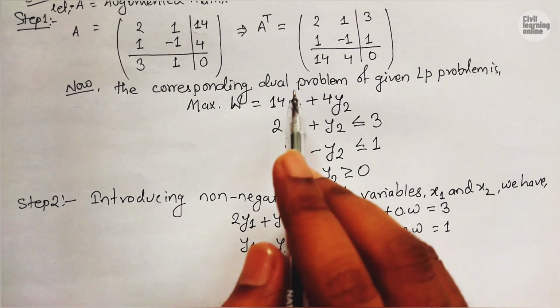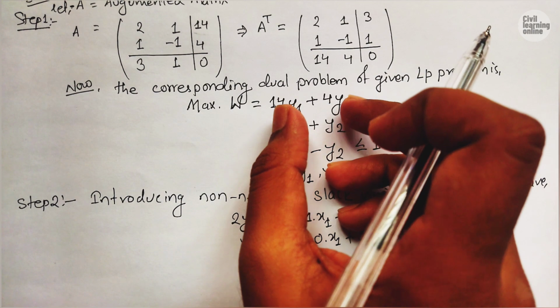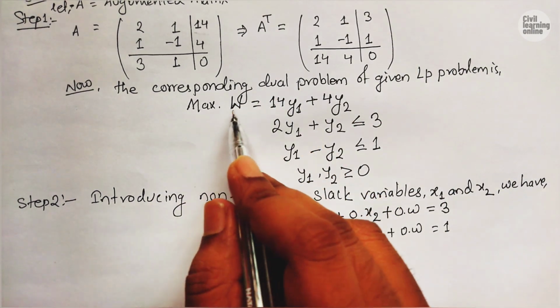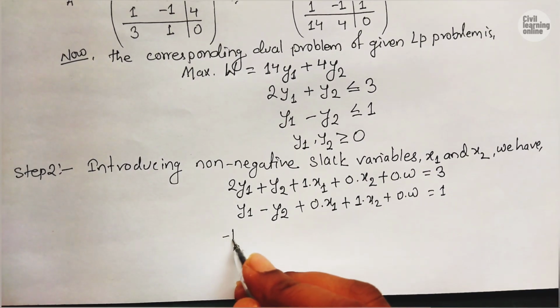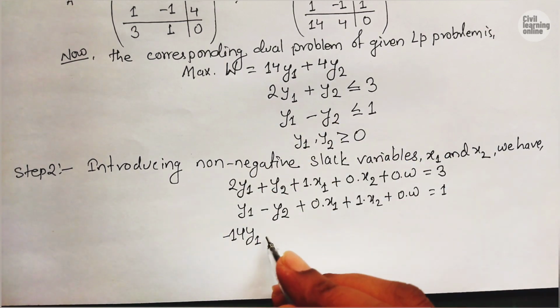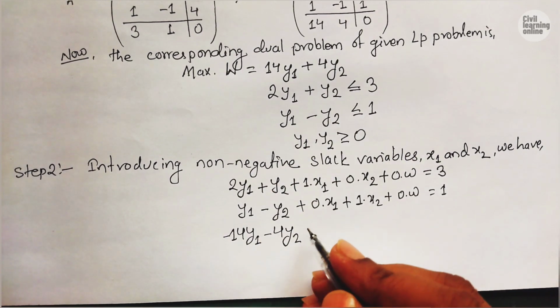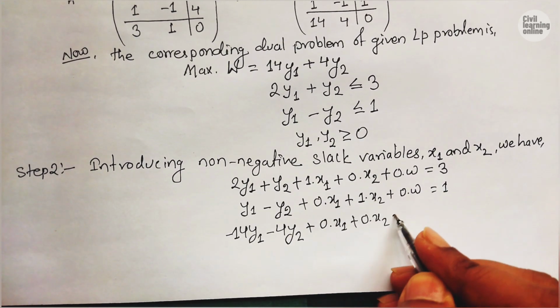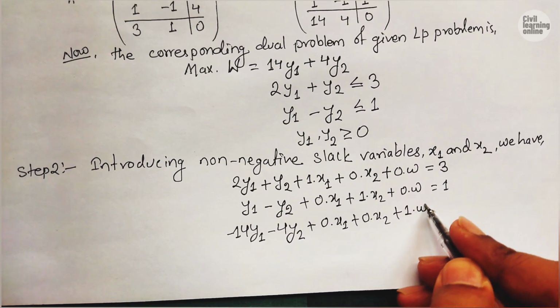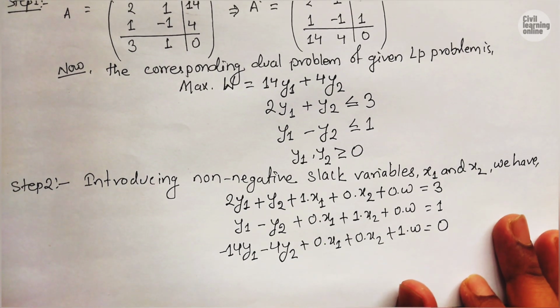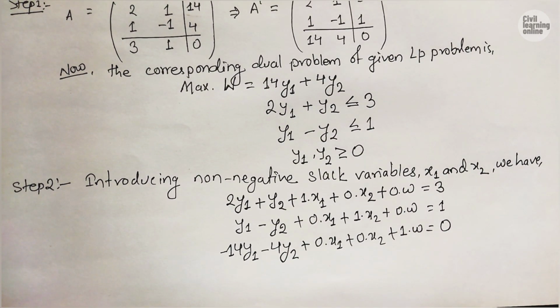while writing the objective function, what we need to do is write the elements of the right hand side to the left hand side. So on moving 14y1 to this side, it will get minus 14y1, so we will have here minus 14y1. Similarly minus 4y2 plus 0x1 plus 0x2 plus 1 times w equals 0. Now we will form the first tableau, and that is going to be step 3 of this numerical problem.